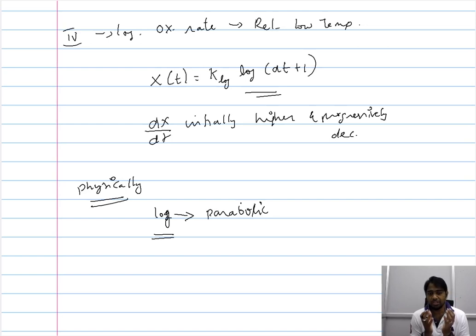oxidation rate. So in case of the parabolic oxidation rate, the oxidation rate is governed by the thickness of the metal oxide that is already present. And in the high temperature range, in the highest end of it, or the maximum end of it, you would have the linear oxidation rate.